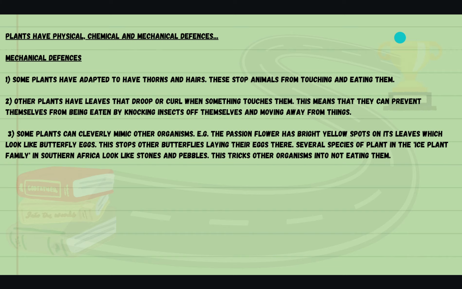Some plants can cleverly mimic other organisms. For example, the passion flower has bright yellow spots on its leaves which can look like butterfly eggs. This stops other butterflies laying their eggs there. Several species of plant in the ice plant family in southern Africa look like stones and pebbles, and this tricks other organisms into not eating them.